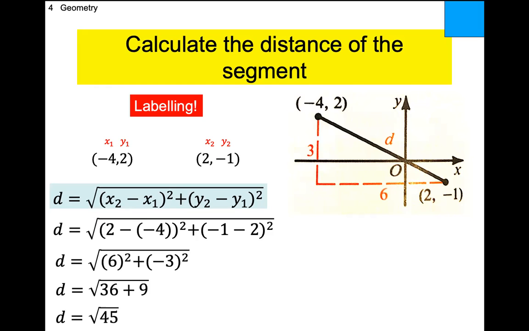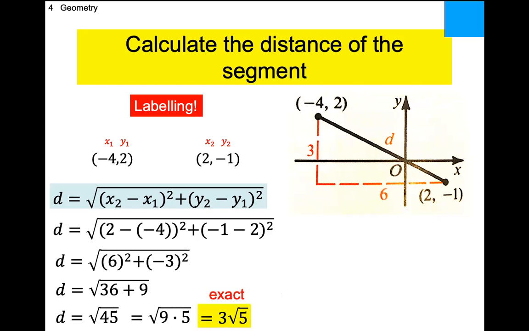You're in geometry now, so check for perfect squares. Yeah, 9 is in 45. 9 times 5 is 45. So that would give me 3 root 5. Wow. Seems like a lot of work, and it is, but it's not too bad, especially after you do a bunch of these. Now, 3 root 5 is what we call the exact answer.